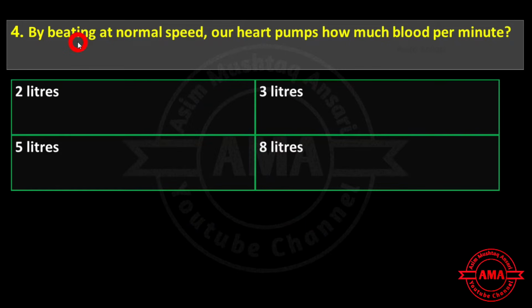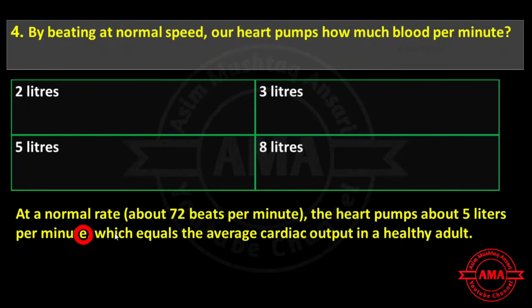Next is, by beating at normal speed, how much blood does our heart pump per minute? 2 liter, 3 liter, 5 liter or 8 liter. At a normal rate, the heart pumps about 5 liters per minute, which equals the average cardiac output in a healthy adult. So the exact answer is 5 liter.